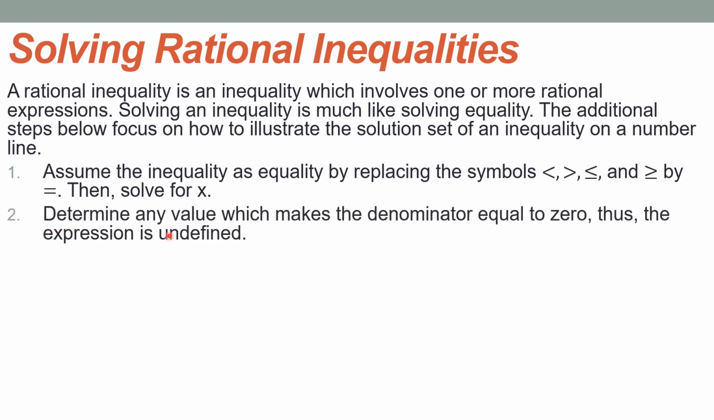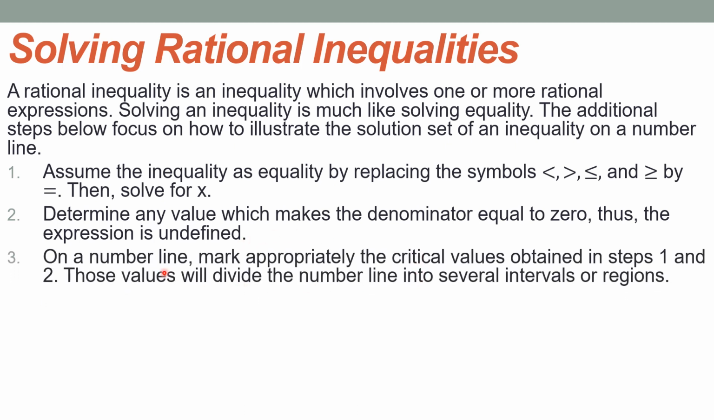Second step, determine any value which makes the denominator equal to 0. Thus, the expression is undefined. So, in this step, we are going to solve for x also, and these are our next critical values. As you can see, in step 1 and in step 2, we are solving for x, and these x's are our critical values.